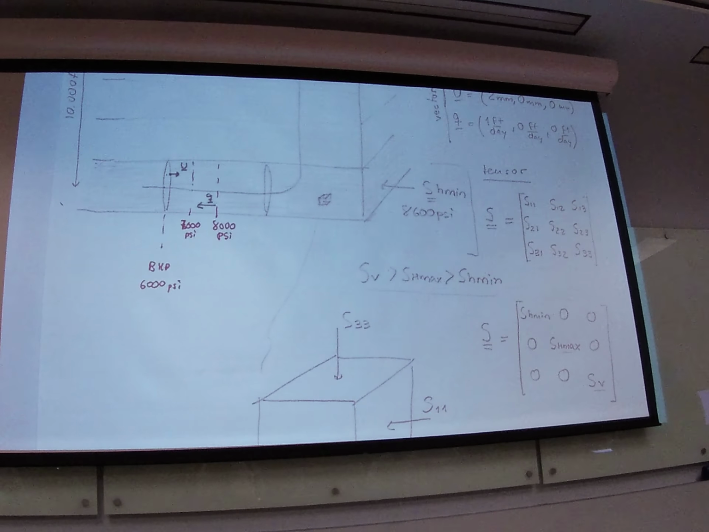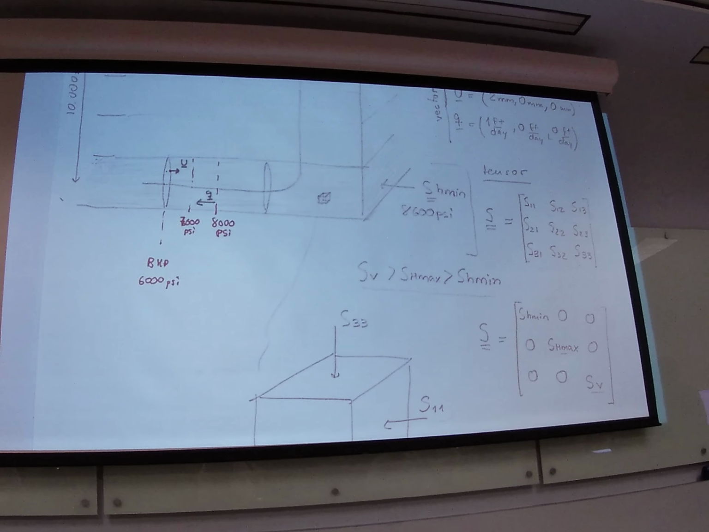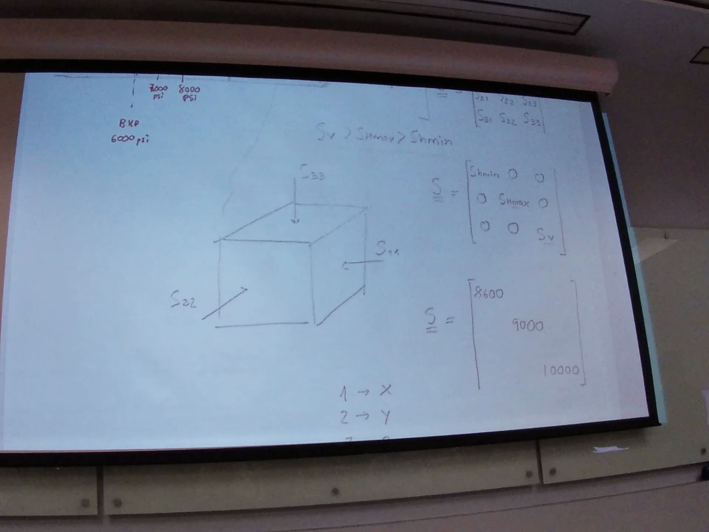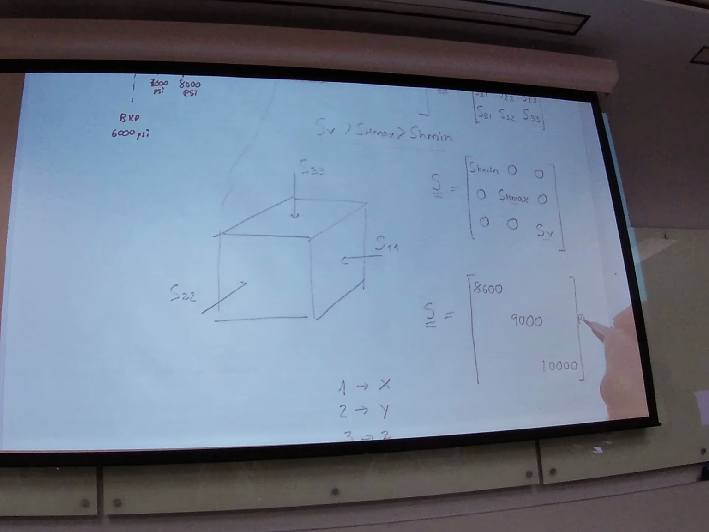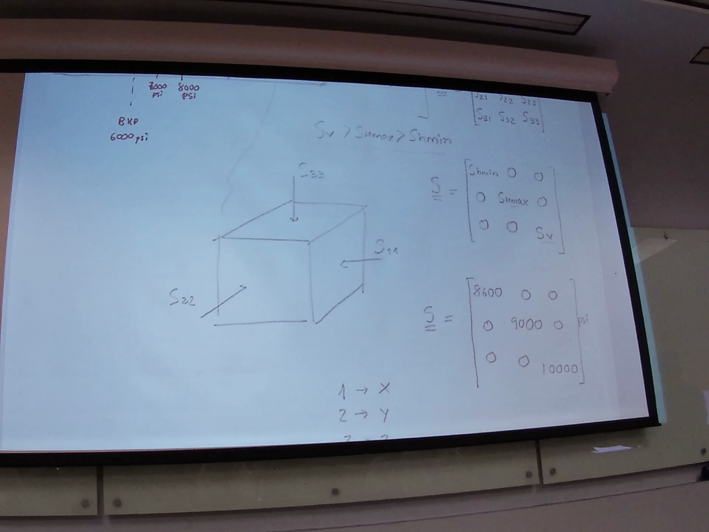So here we're going to have 8,600. Here we're going to have 10,000. And SH max, let's just say that... Could I use 9,000? Yes, 9,000 psi. So now you have all the numerical values for this state of stress.